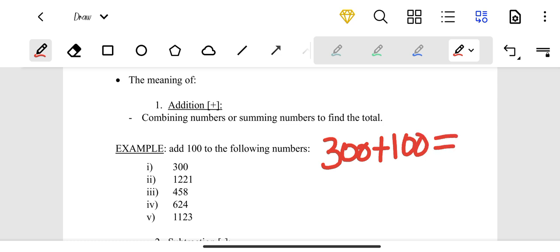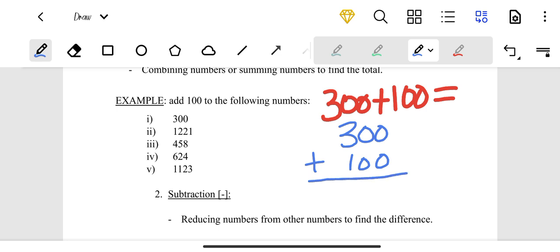So let me just put it like this. We can simply say 300 plus 001, and then we draw a line there. So you can simply say 0 plus 0 gives us 0. 0 plus 0 gives us 0. 3 plus 1 gives us a 4. So it means that if I'm saying 300 plus 100, it's going to give me 400. I hope this is making sense. So the answer here is going to be 400.